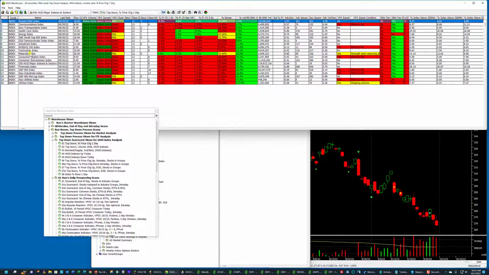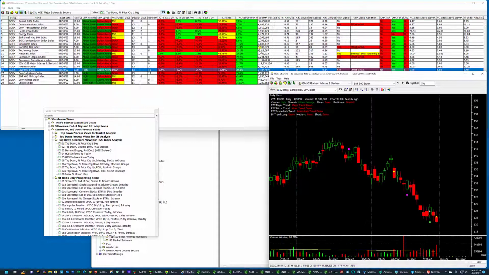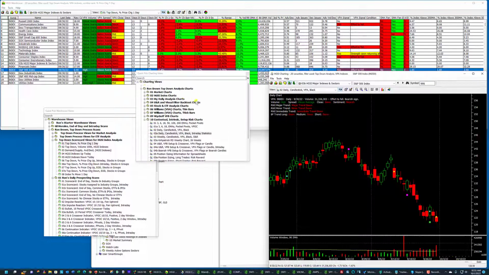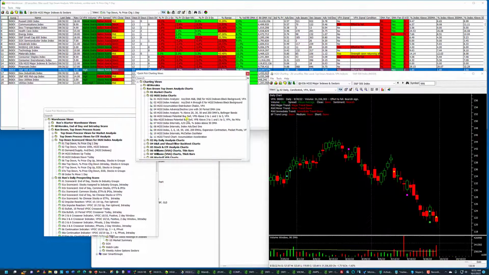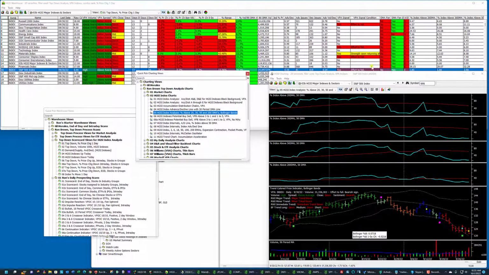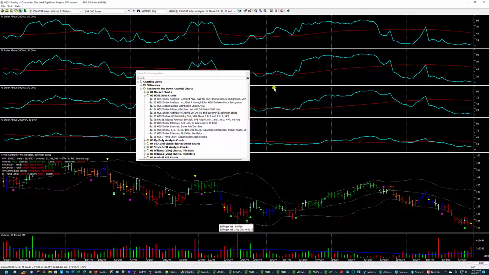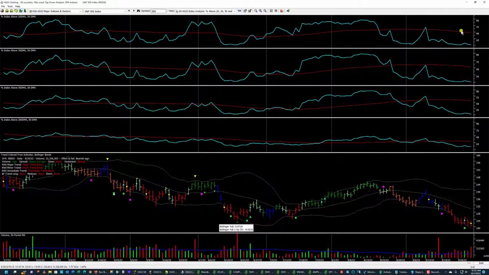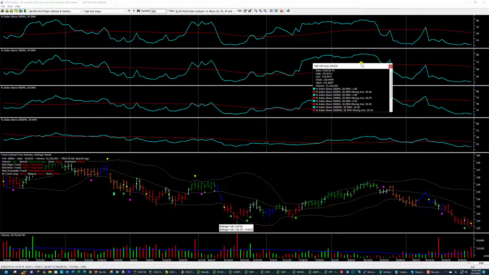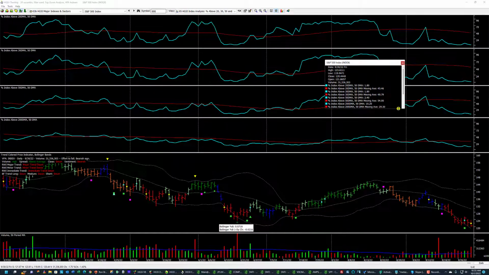Okay, let's go take a look at the broader market here, the S&P 500, and then I'll quickly move up to my HGSI index charts, and I'll look at this chart which shows the percentage of stocks above their 20-day moving average, their 30-day moving average, their 50-day moving average, and their 200-day moving average, and you can see that they continue to move down.